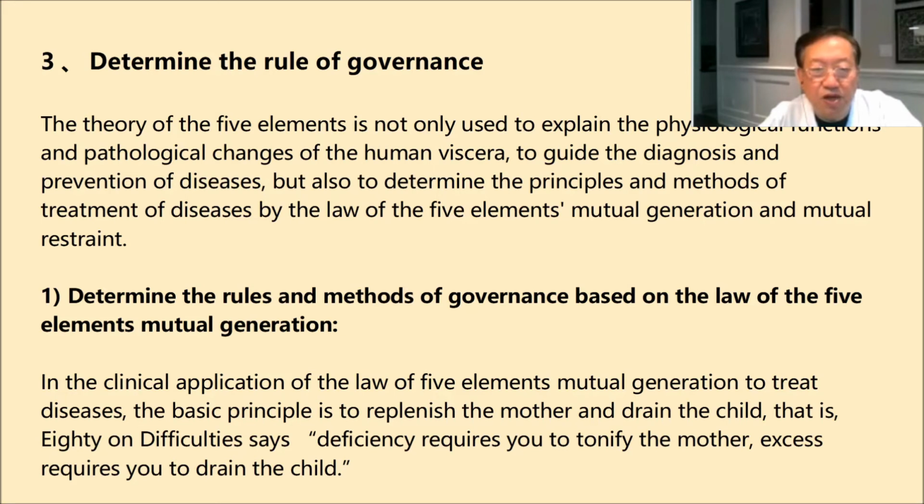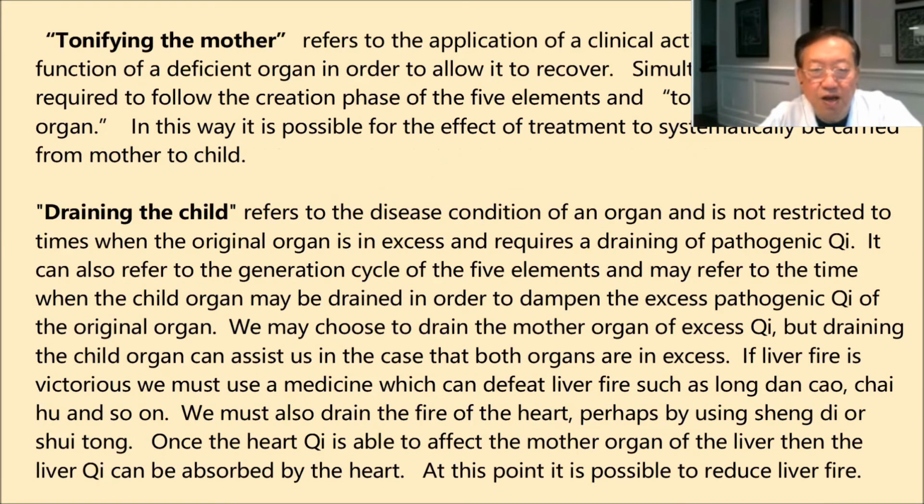In clinical application of the five elements, mutual generation to treat diseases, the basic principle is to replenish the mother and drain the child. That is, the 81st Difficulty says, deficiency requires you to tonify the mother, excess requires you to drain the child. Tonifying the mother refers to the application of a clinical action which adds to the function of the deficient organ in order to allow it to recover. Simultaneously, it's required to follow the creation phase of the five elements and tonify the mother organ. In this way, it's possible for the effect of the treatment to systematically be carried out from mother to child.